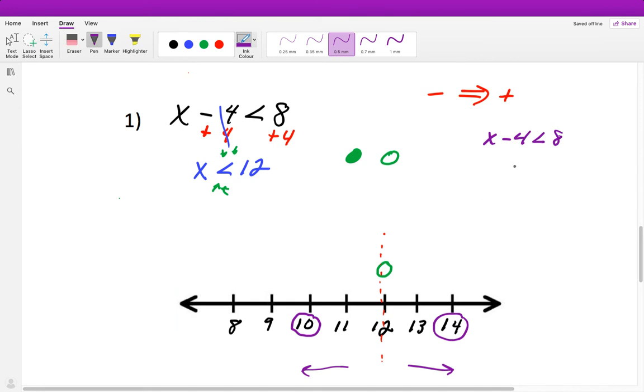So I'm going to pick 10. Well, 10 minus 4, is this less than 8? Well, what is 10 minus 4? 6. Is 6 less than 8? Yeah, of course it is. So we know that this side works.